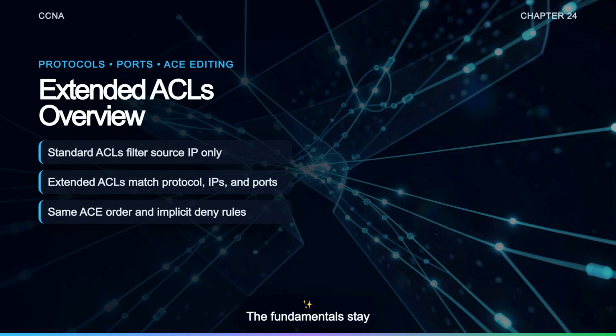The fundamentals stay the same. ACEs are processed top to bottom. There's an implicit deny at the end, and you apply them inbound or outbound on interfaces. So let's jump right in. How do we configure extended ACLs?